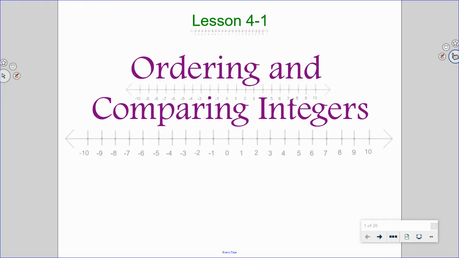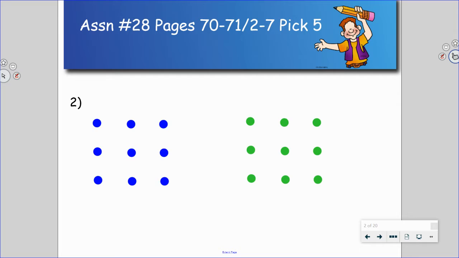Chapter 4, lesson 1, ordering and comparing integers. Feel free to fast forward through parts of this if you already got this in 6th grade and you are ready to move on.